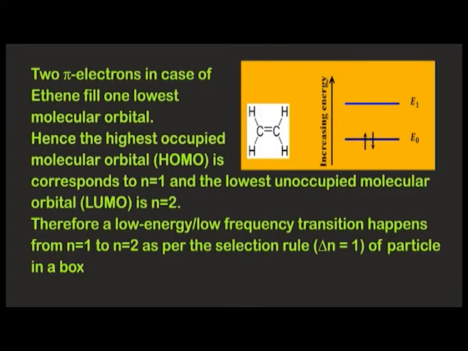Now, let us talk about electronic spectra of polyenes. The free electron molecular orbital model can be used in the discussion of the electronic spectra of polyenes. Let us suppose there are n pi electrons in the conjugated double-bonded polyene. For example, the 2 pi electrons in ethene fill the lowest molecular orbital. Hence, the highest occupied molecular orbital corresponds to n equal to 1, and the lowest unoccupied molecular orbital corresponds to n equal to 2. Therefore, a low energy or low frequency transition happens from n equal to 1 to n equal to 2, as per the selection rule delta n equal to 1 for a particle in a box. You can see the figure on your screen.